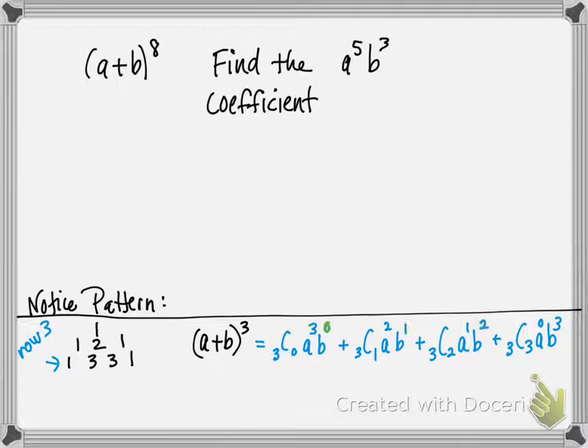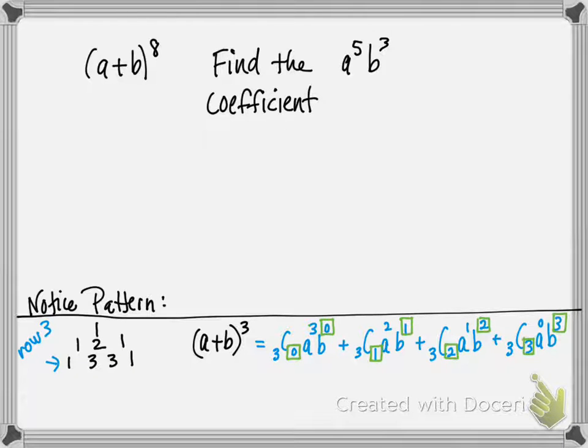So one thing to notice in this pattern, this number always matches this exponent. So here's a 1 and this is to the 1st. Here's a 2, this is to the 2nd. Here's a 3 and this is to the 3rd. So that's actually going to help us find the coefficient for a to the 5th, b to the 3rd.